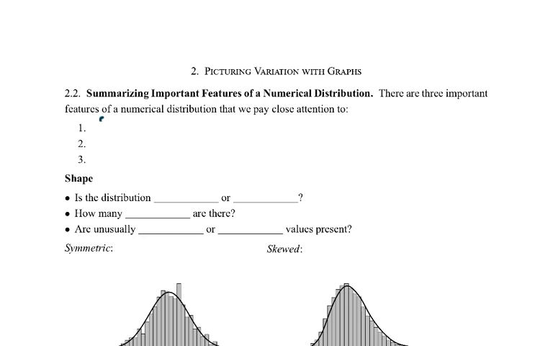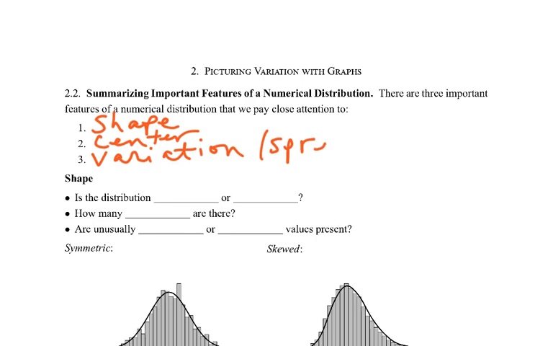The first one we said was the shape of the graph, and we'll get into more detail about what we mean by that in just a second. The center, or a typical value for the data, and finally the variation. So how spread out is the data? I tend to use those words interchangeably: spread, variation, variability, and so forth. Those all really mean the same thing. But let's get into some of the details here.